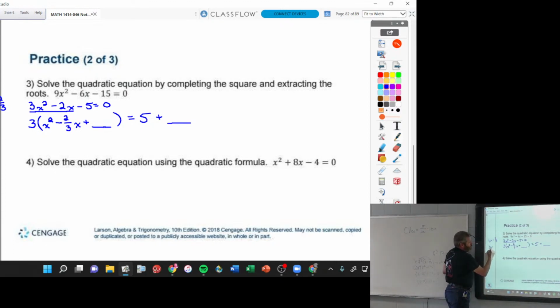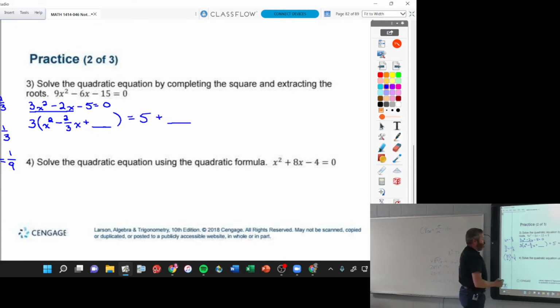Half of B. Well, if I took negative 2/3 and took half of it, or multiplied it by half, because "of" means times, I would get negative 1/3. But now I need to take that half of B and square it. Negative 1/3 squared would be positive 1/9. So I will now add 1/9.